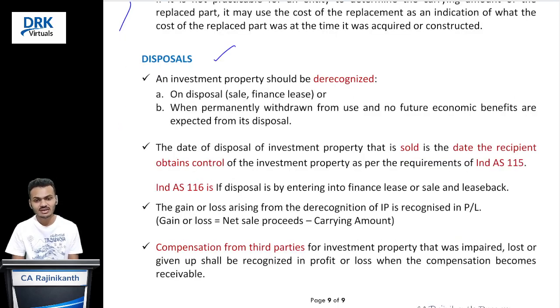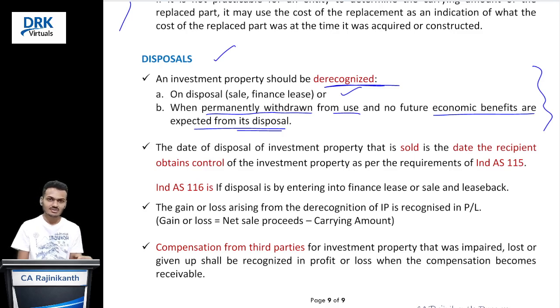And next, when an investment property should be derecognized. The standard is saying to derecognize the investment property on disposal, either by way of sale or by giving that property under finance lease, or when permanently withdrawn from use and no future economic benefits are expected from its disposal. In this case, you derecognize that investment property. The difference between carrying amount and sale proceeds, in case we are able to get any, we recognize in the profit and loss account as gain or loss. Even if there are no sale proceeds, you recognize the entire amount in the profit and loss account.